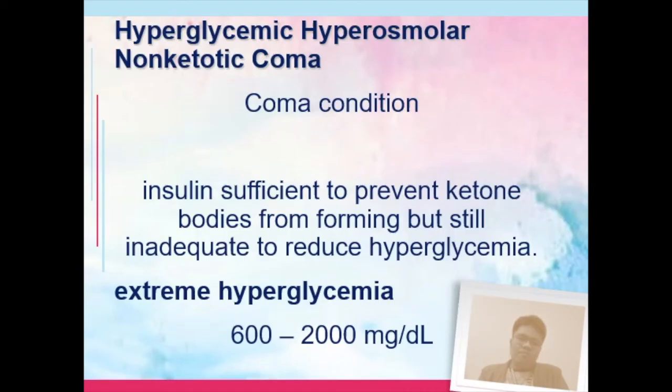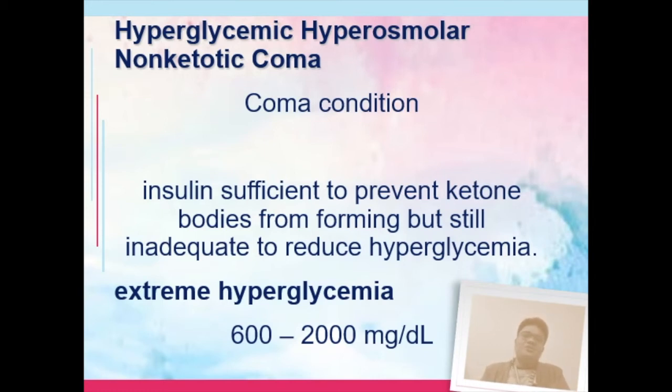Okay? Now, it's a condition wherein insulin is sufficient to prevent the ketone bodies from forming, but still it's inadequate to reduce your hyperglycemia. This condition is characterized by the presence of extreme hyperglycemia. The patient would have blood sugar levels of 600 to 2000 milligram per deciliter.